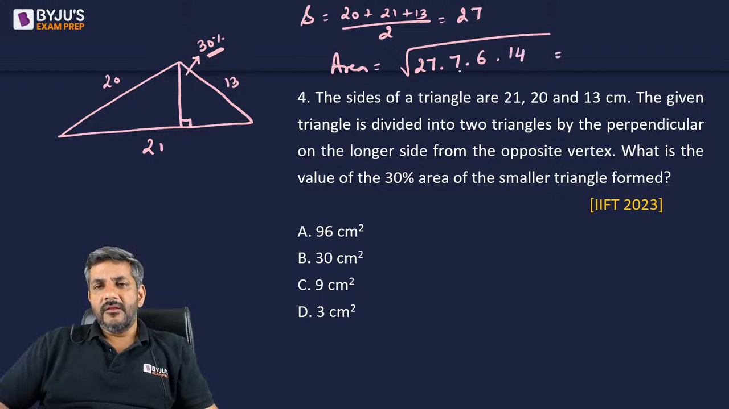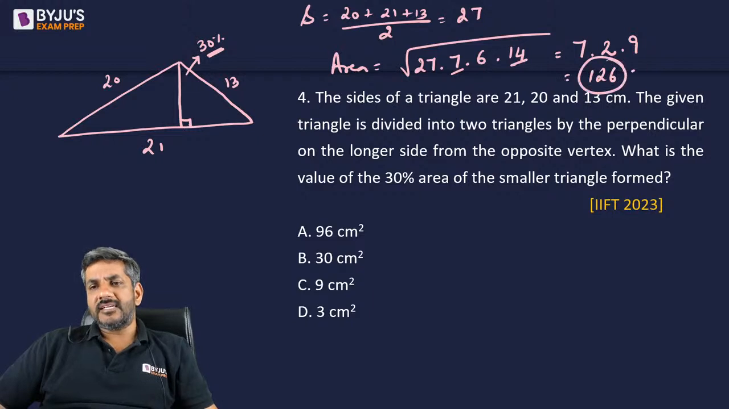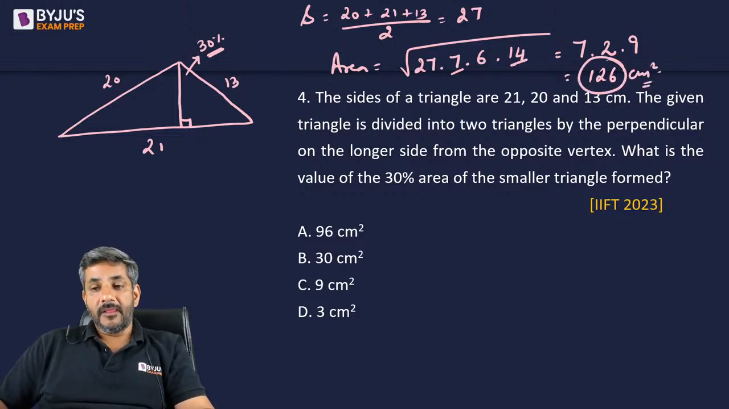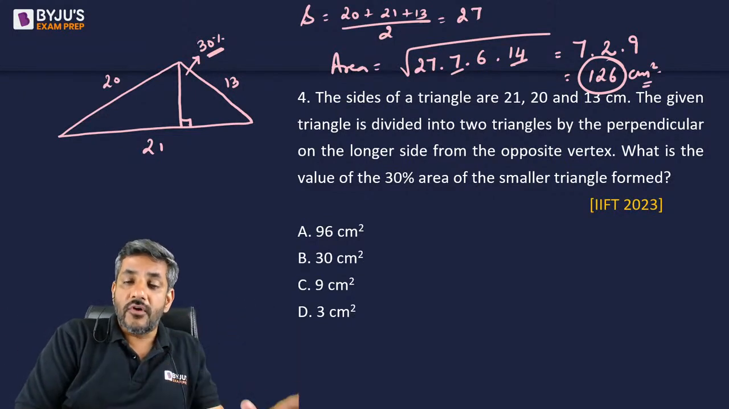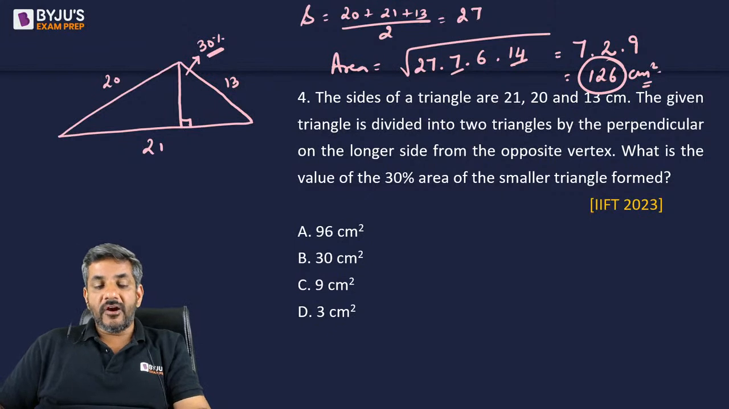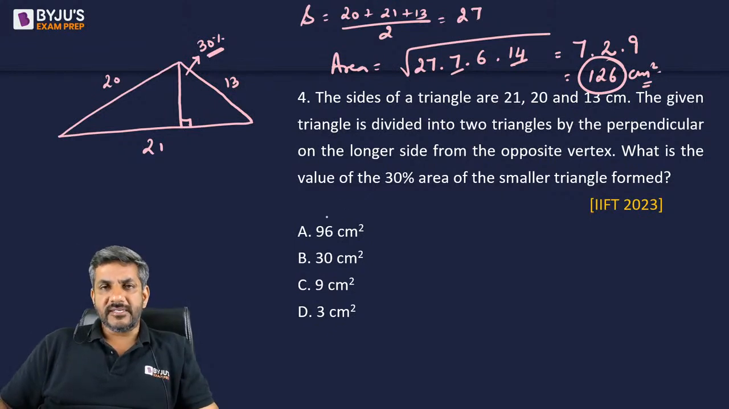कितना आएगा ये? So 7 and 14 में से 7 निकाल लेता हूं, 7 रहेगा. एक 2 यहां से, 2 यहां से 2 निकाल लेता हूं, एक 3 यहां से और एक 3 और उसके बाद 81, so 9. So basically 7 2s are 14, 9s are 126 centimeter square is the area of the triangle. So I have used, right? क्या यूज किया हम लोगों ने? Heron's formula to calculate the area of the triangle, which comes out to be 126.